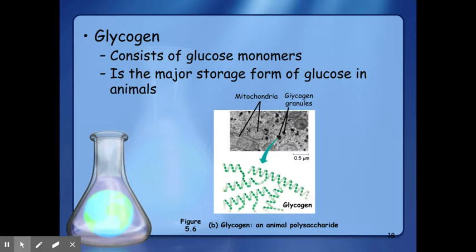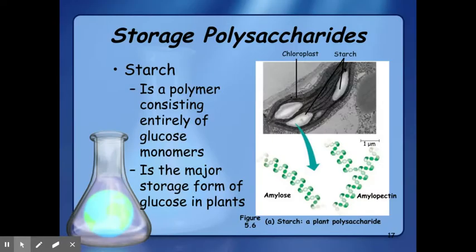Glycogen, on the other hand, this is how we as animals store our glucose. Again, what are you seeing here? If I went back to the starch, you could see this as well. You're seeing a whole bunch of ring structures, ring sugars bonded together. They look really small here, but that's what it is. A bunch of glucoses put together.